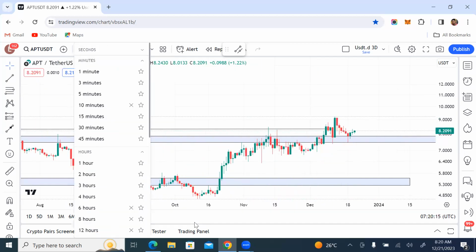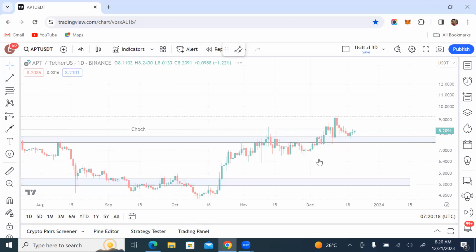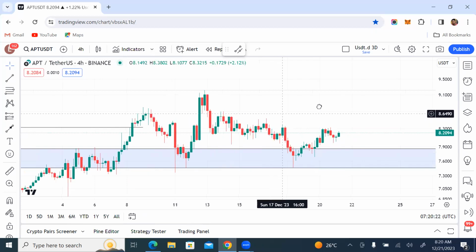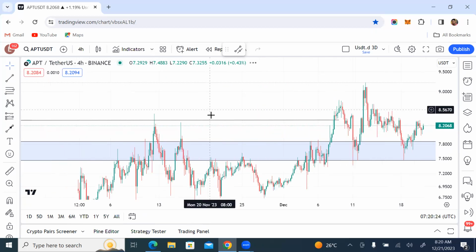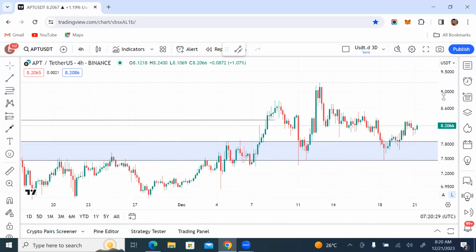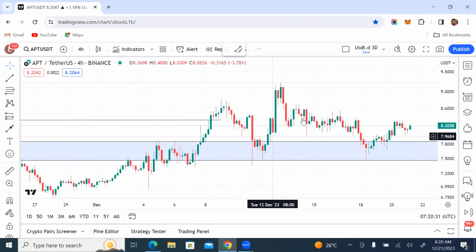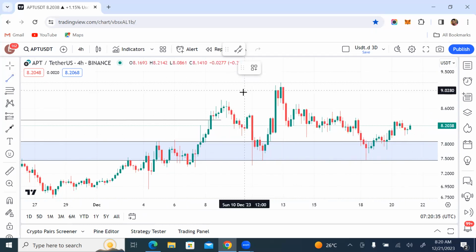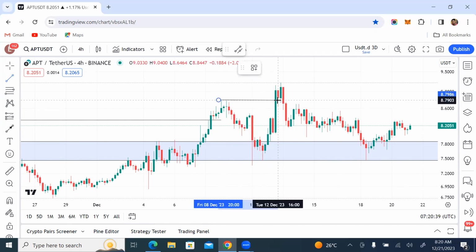Now I want to go down to 4 hours. I want to go down to 4 hours and see what we have there. Now, we already have a change of character on the daily. So obviously we know that price wants to start moving up and all of that. But let's see what price is currently doing at the moment. Now, the 4 hours is where we identify the immediate trend.